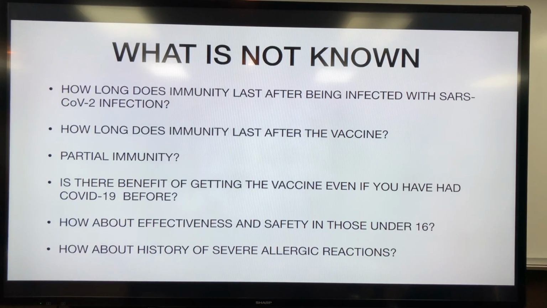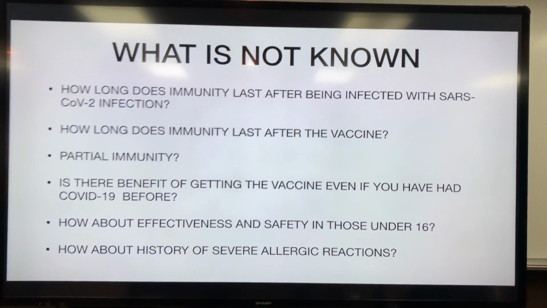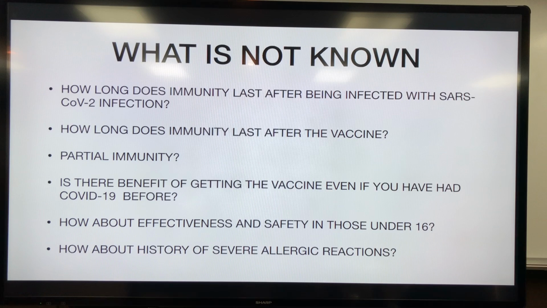All right, what is not known? That immunity that I just showed you begs the question, if you get COVID-19, are you immune? How long are you immune? The only thing we can kind of say right now from what we've seen is you're probably immune for 3 months. We can't tell you how long after that.